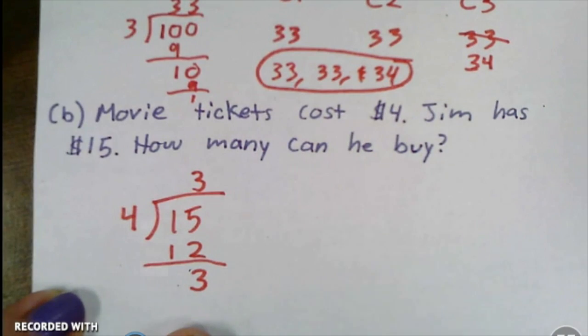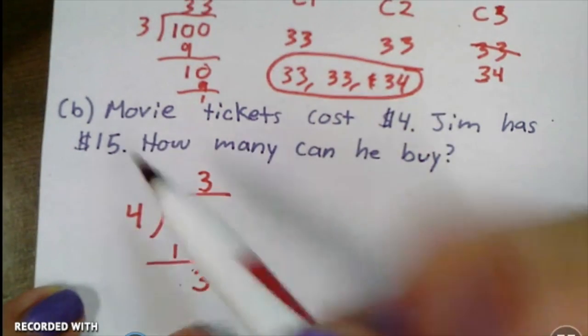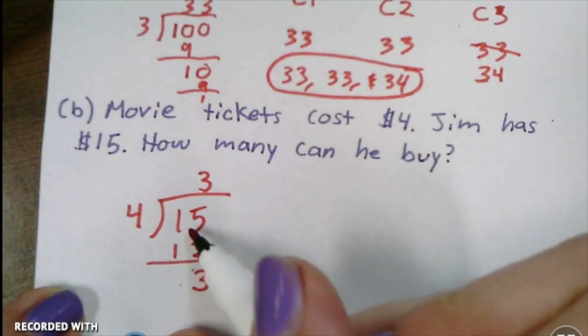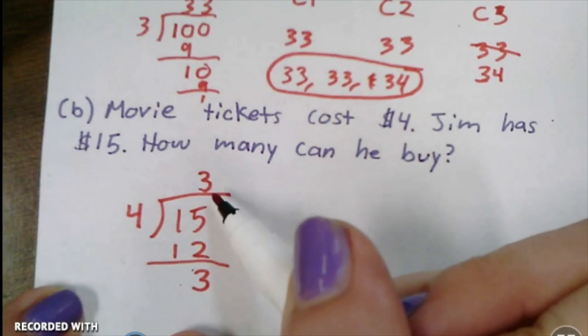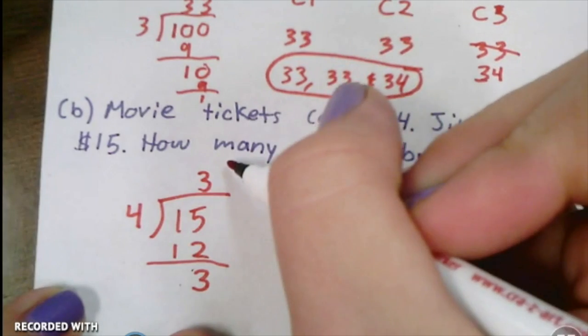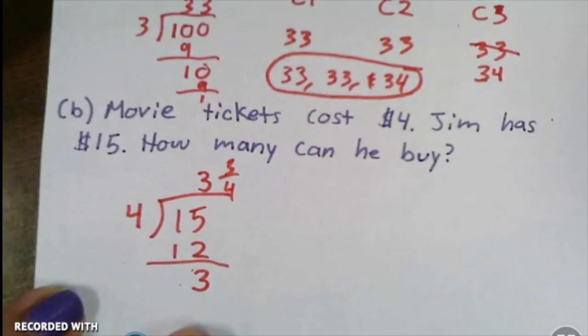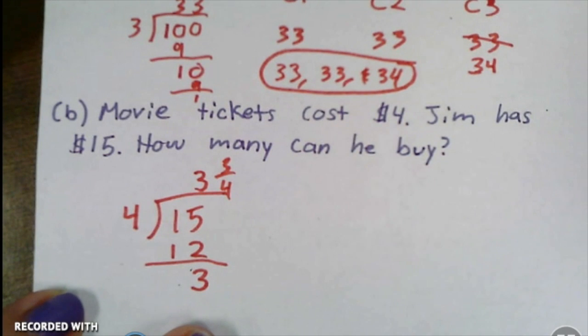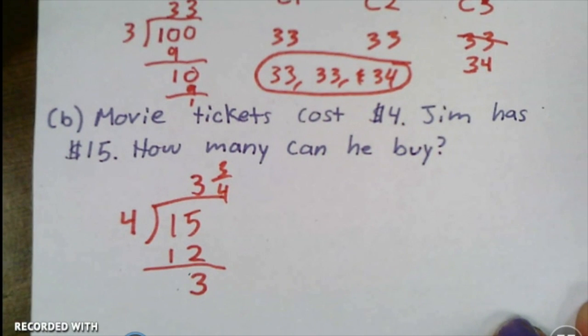So how are we going to write our answer? Well, we got to think about what these numbers mean. This is money and this is money. If each ticket is $4 and he's got 15, he can get 3 whole tickets, and then he could get 3/4 of another ticket. But can you actually buy 3/4 of a ticket? No. So how many tickets can he buy? 3 tickets.